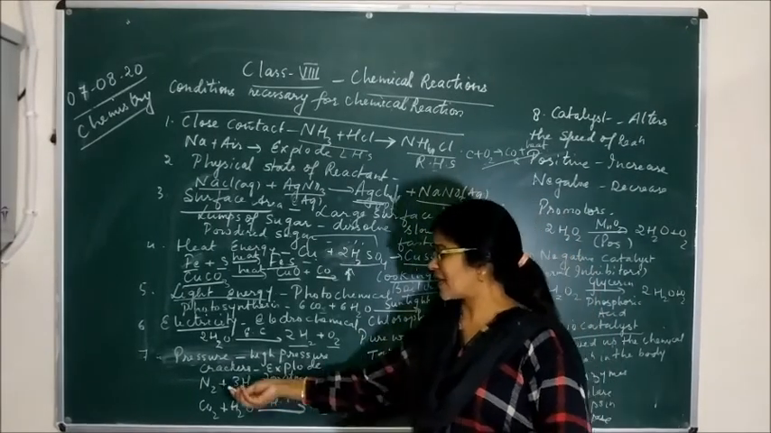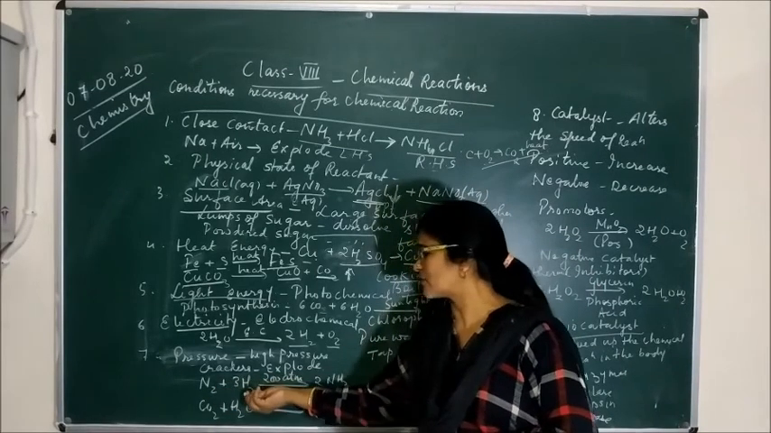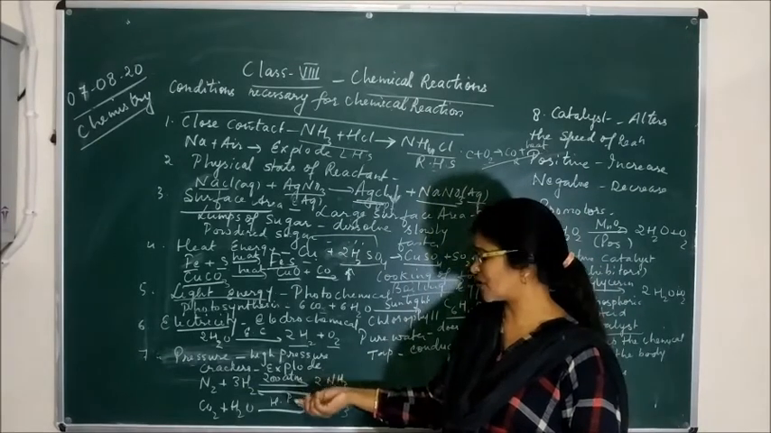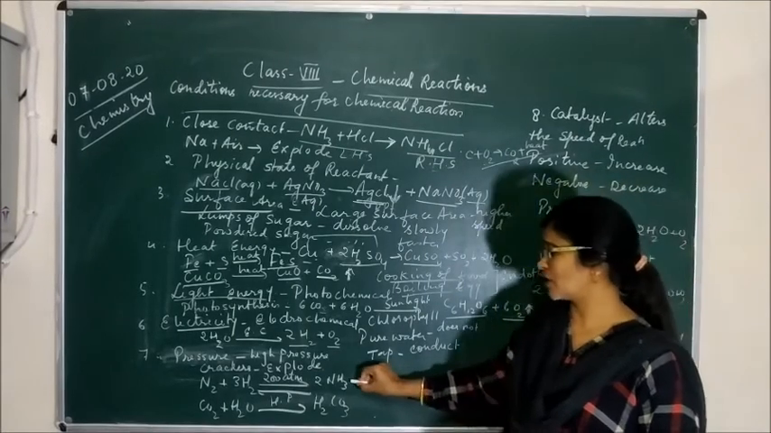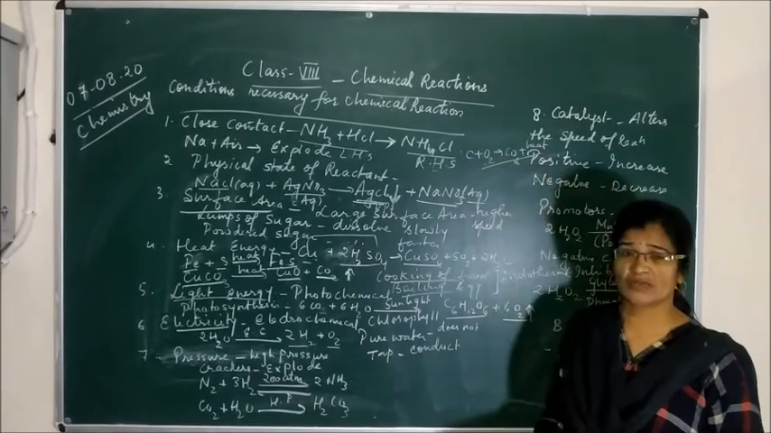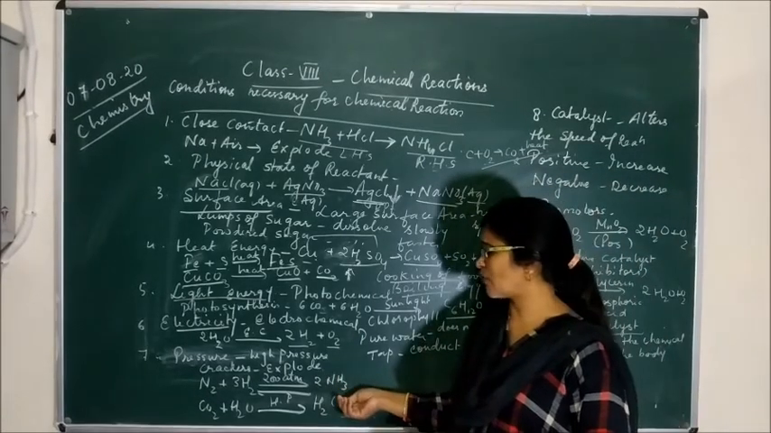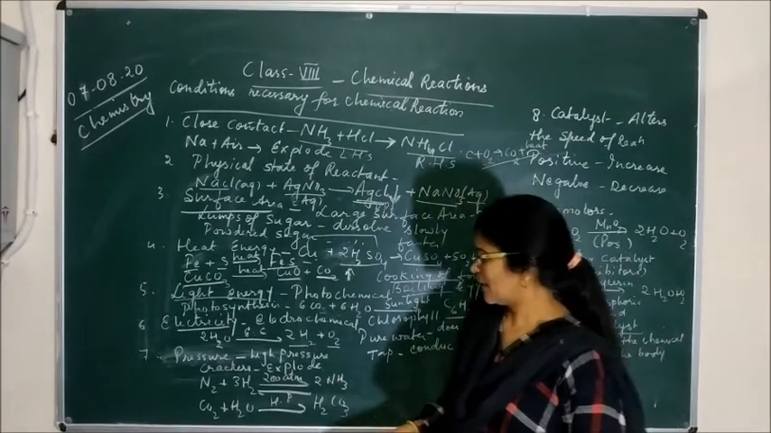Some reactions, like N2 plus H2. N2 means nitrogen combined with hydrogen at 200 atmospheric pressure. This is also high pressure that we are applying. When both of them combine together, they form ammonia. This process is called the Haber-Bosch process, and this ammonia is formed at high pressure only. So this is also an example.